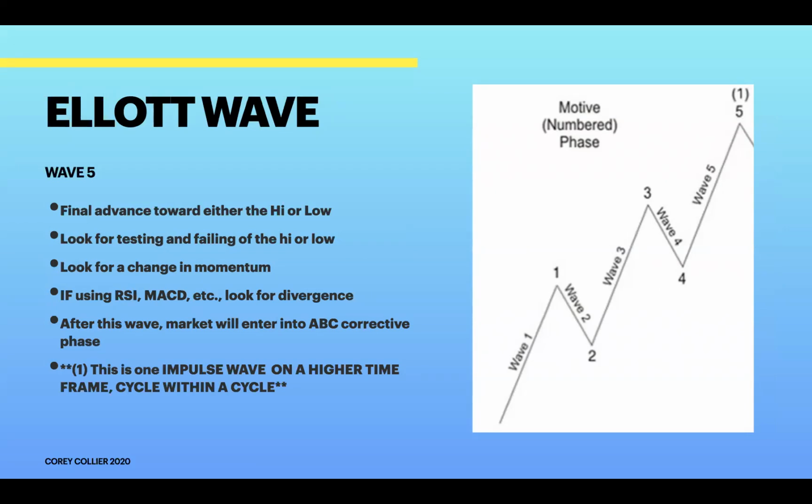But understand, looking at the picture to the right, you all see the number 1 in parentheses above the 5, right? That is one impulse wave on a higher time frame. That's a cycle within a cycle, okay? So what I'm saying right now is that wave 1 through 5 is wave 1 on a higher time frame.